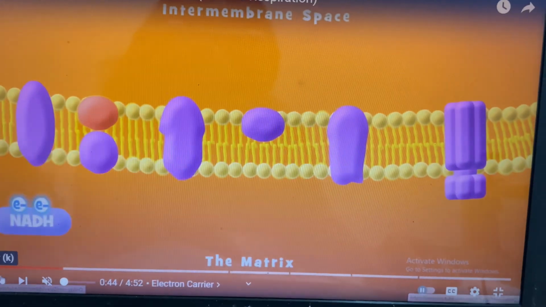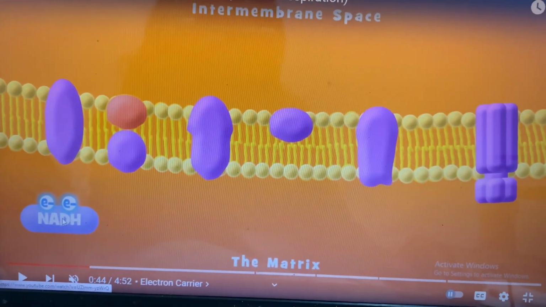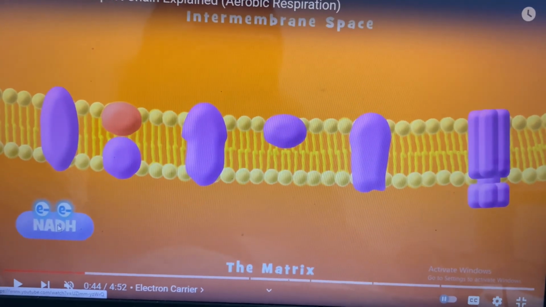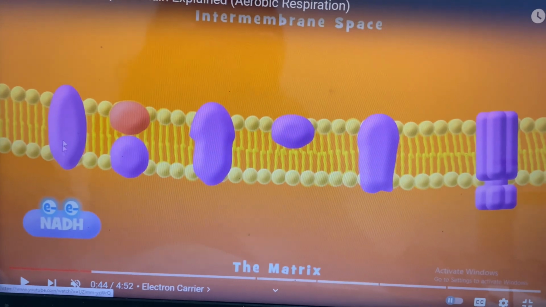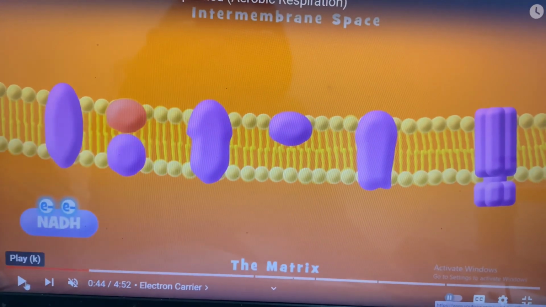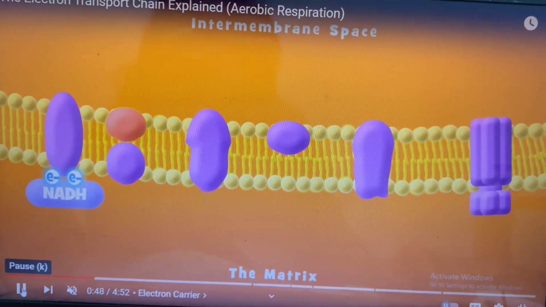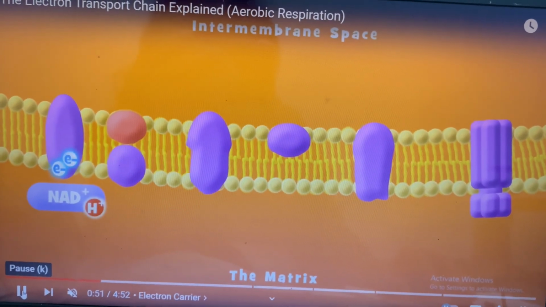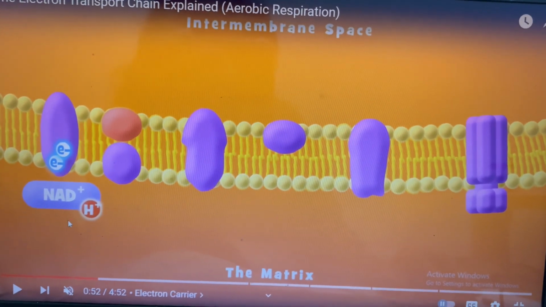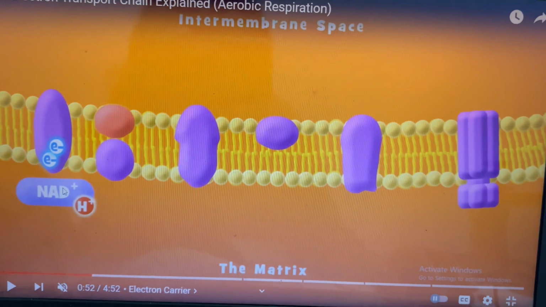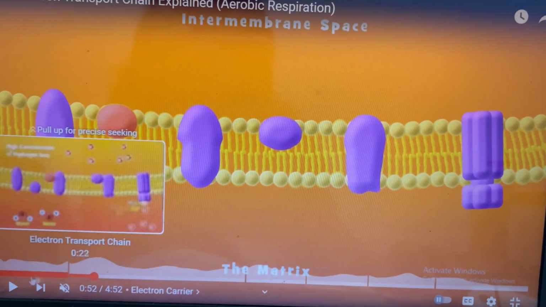Alright, now let's get down to the operation. So NADH, which has been generated by the Krebs cycle, goes on to donate its electrons to protein complex 1. So let's see. You see? It will associate with protein complex 1 and it will donate its electrons to protein complex 1. And in the meantime, NAD plus is regenerated and H plus is released, right?